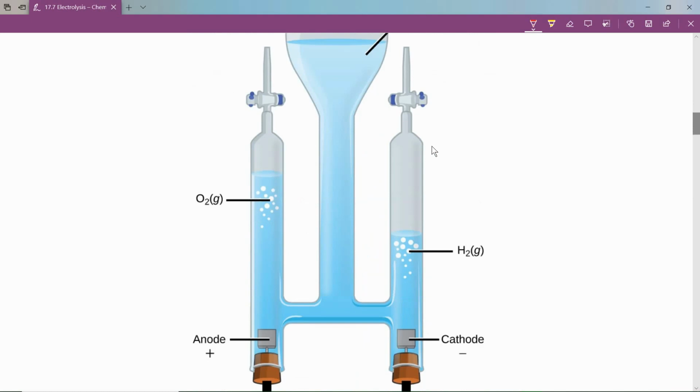See where I have a space here, which looks like nothing's there, but that is the hydrogen gas bubbling up. And here's the oxygen, and the oxygen looks around half of the hydrogen, right? So you have twice as much hydrogen gas formed as oxygen gas in that example. Okay?